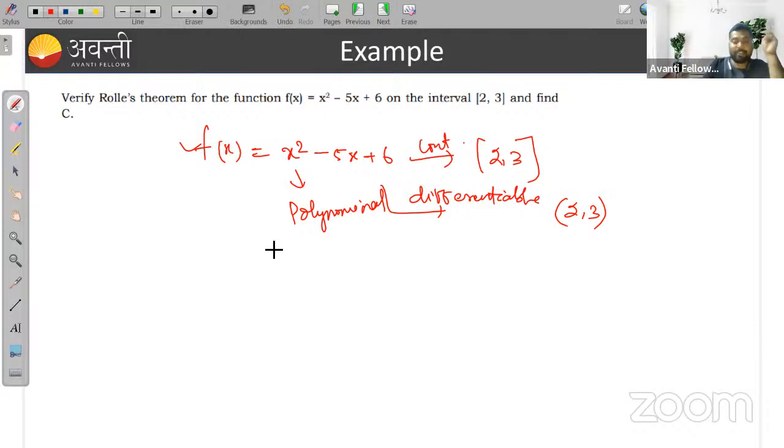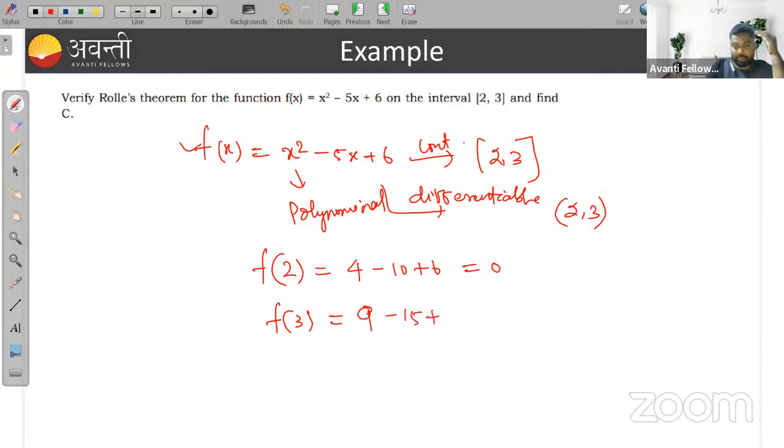Last condition: we need to check whether the values of the function at the end points of the interval are the same or not. So let's check f of 2. f of 2 is 2 square, that is 4, minus 5 into 2, that is 10, plus 6. Yes, it is 0. Then check at x is equal to 3. f of 3 is 3 square, that is 9, minus 15 plus 6. Yes, it is also 0. So f of 2 is equal to f of 3.